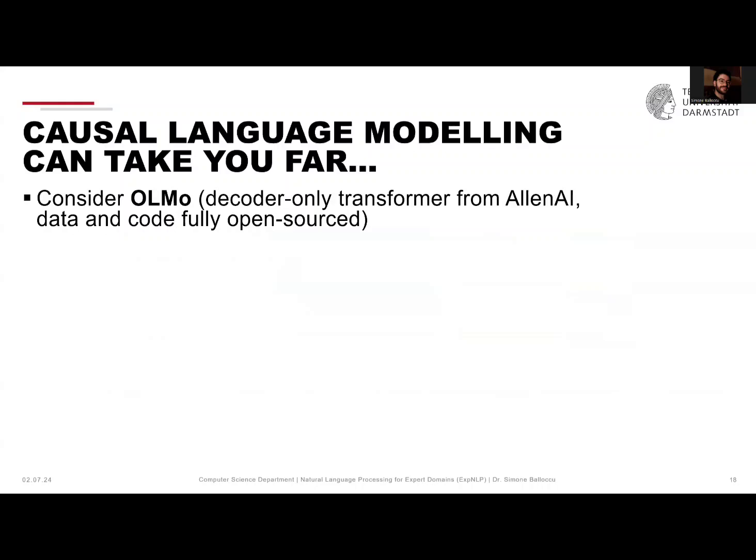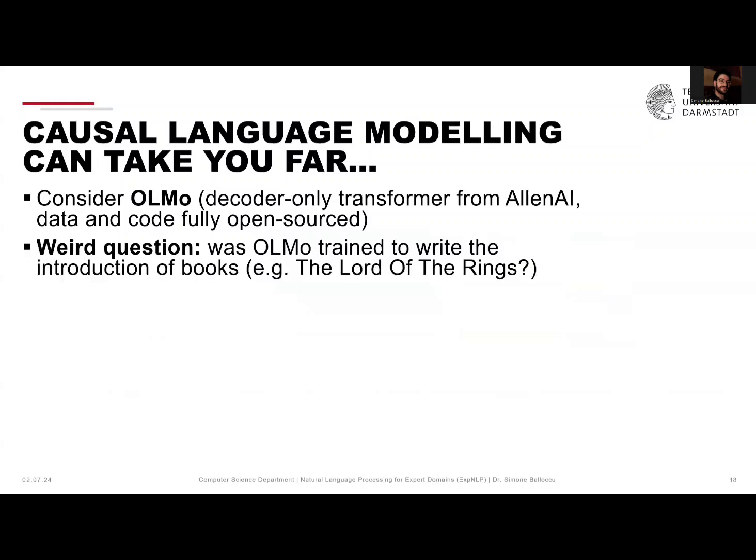So consider OLMo. OLMo is a decoder-only transformer from Allen AI. If you don't know Allen AI, look into their work. They're super cool. They release everything, including the full pre-training data and the code. So given that you have enough GPUs, you can basically retrain OLMo from scratch and obtain the same model. So I'm going to ask you a weird question. Was OLMo trained to write the introduction of The Lord of the Rings, or the introduction of books in general? Well, you could say probably not. But let's say yes, because maybe The Lord of the Rings is a very big book. It would be interesting if Allen AI wanted to put it in somehow. Let's assume this.